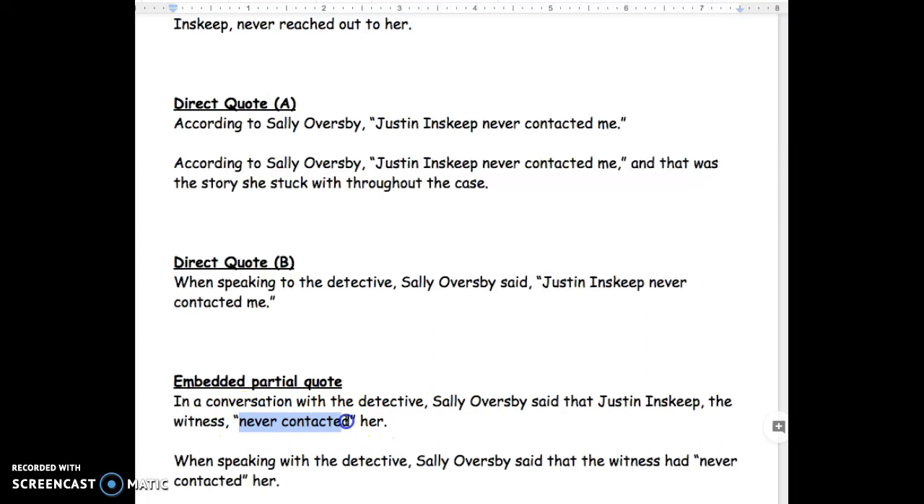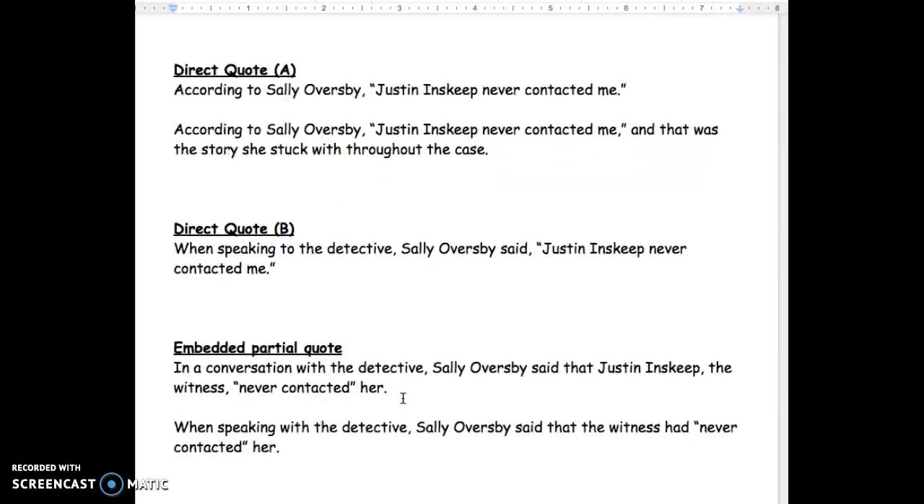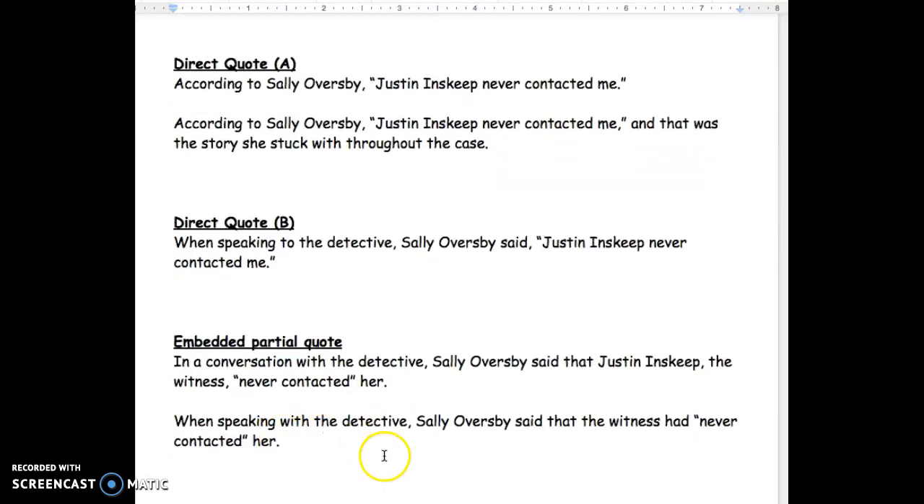So you can see we used her exact words, never contacted, and they are surrounded by quotation marks, but we didn't want to use the word me because it wouldn't fit well in this sentence, so we used the word her. So that's a partial quote, and it's nice because it gives Sally a little bit of a voice in our sentence. Now here is another way to do this that doesn't require commas before and after the quoted words.